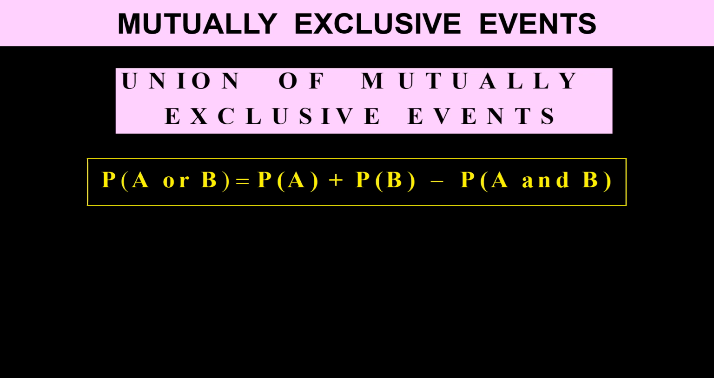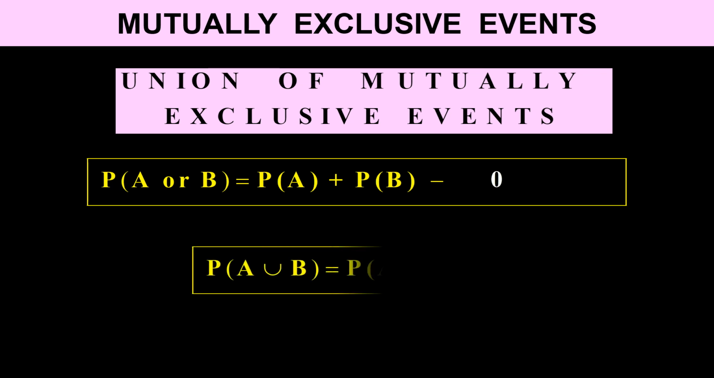Now let's look at the union of mutually exclusive events. In other words, we look at the addition rule here. So that is the addition rule. Probability of A or B is equal to probability of A plus probability of B minus the probability of their intersection. But because they're mutually exclusive, the probability of A and B is 0. So that is a 0. So in other words, the addition rule is now modified, and the addition rule is the probability of A or B is the probability of A plus the probability of B.